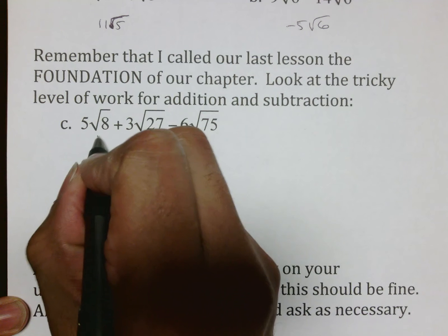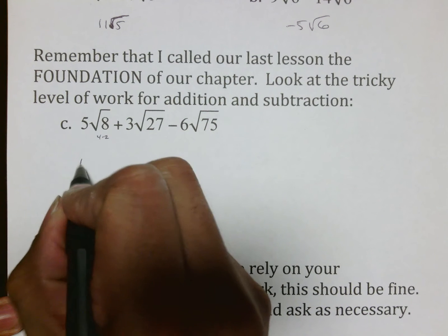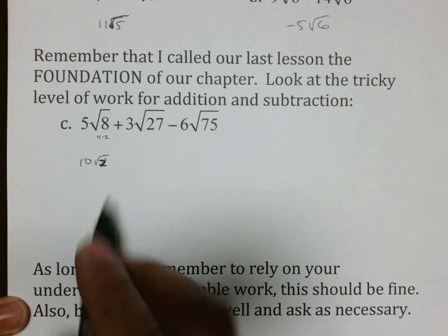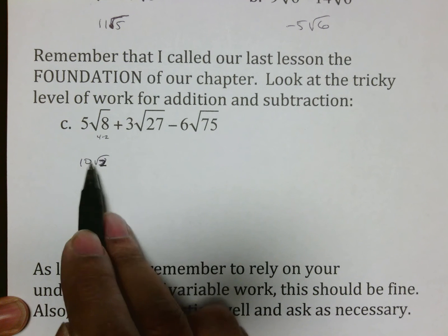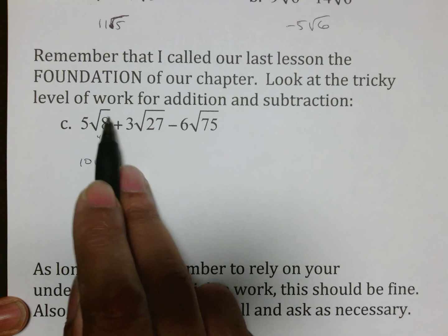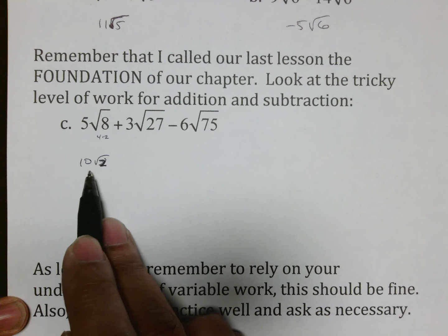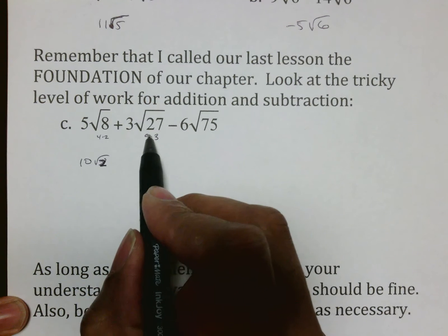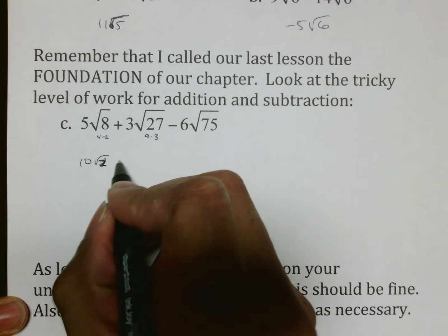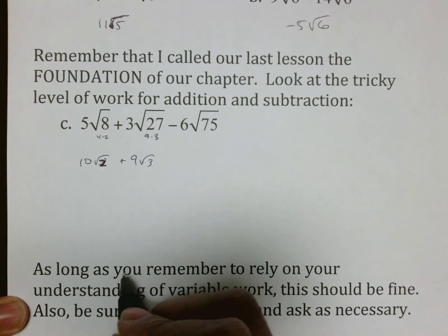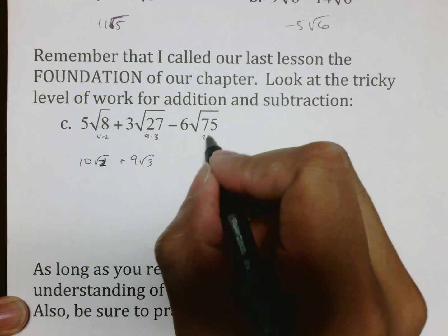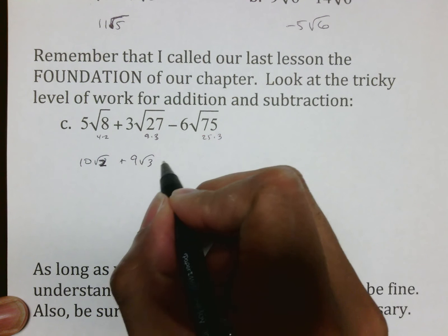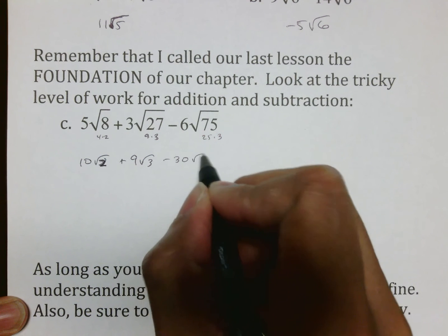What I know about 8 is that it's 4 times 2. 4 turns into a 2, and again, for you to verify this on your own, I know that this would be 10 root 2. Again, do the work on your own if you need to, but if you trust me, just know that 5 root 8, after I do the simplification of this like we did last section, is going to turn into 10 root 2. I know that 27 is 9 times 3. 9 turns into a 3 when we take it out of the root, so that makes 9 root 3 because the 3 stayed. I know that 75 is 25 times 3. Again, perfect squares, 25 turns into a 5, so minus 30 root 3.